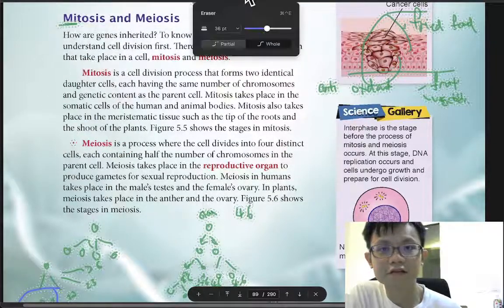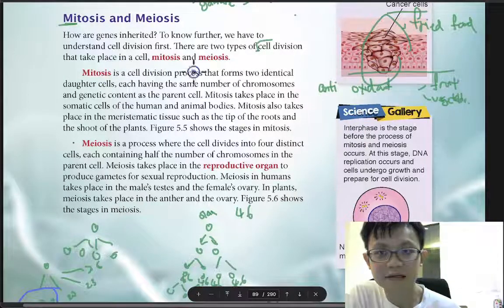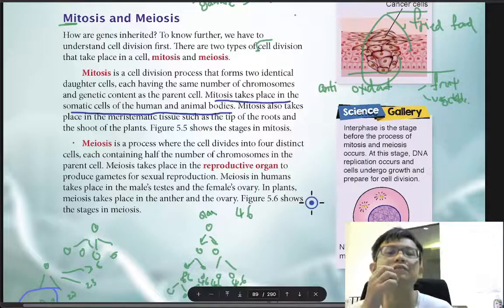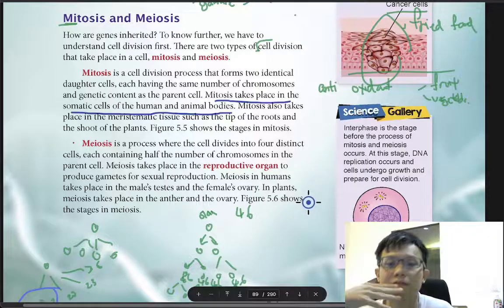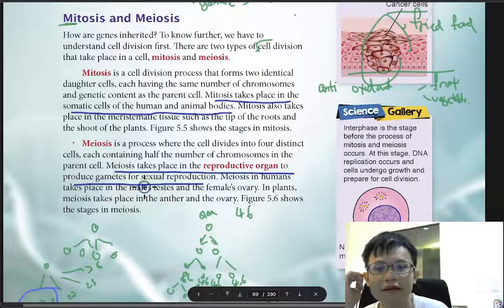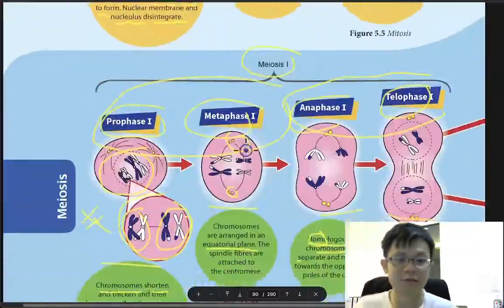Mitosis takes place in the somatic cells of the human body. How about meiosis? Meiosis takes place in the male testis and the female's ovary. Very good. Meiosis takes place in the reproductive organs to produce gametes. One is at the reproductive organs, another one is at the somatic cells in the human body. Okay, that will be the answer.